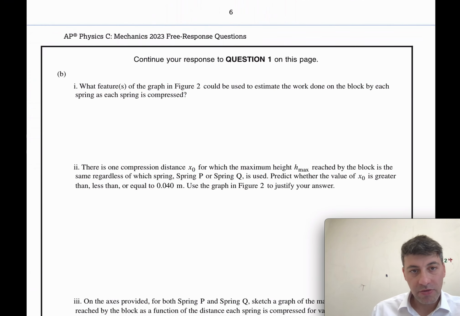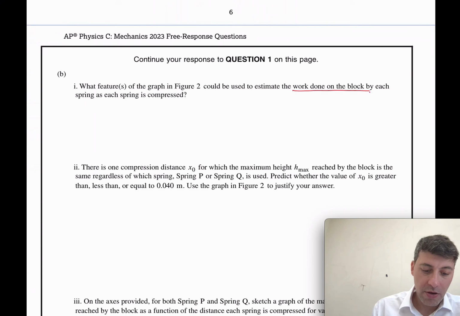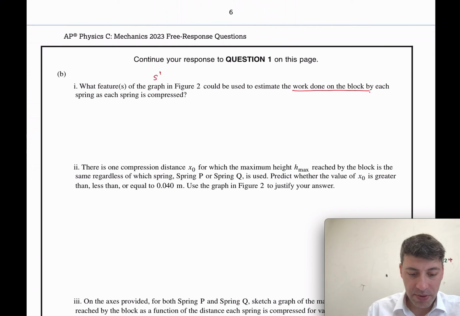What feature or features, which properties of graph 2, could be used to estimate the work done on the block by its spring? Now, the possible features of the graph in mechanics will be either the slope or the area. Now we have to be a little bit careful.